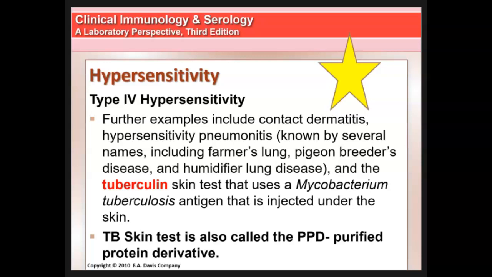Further examples of type 4 hypersensitivity include the contact dermatitis I just mentioned, hypersensitivity pneumonitis, and the tuberculin skin test that uses Mycobacterium tuberculosis antigen injected under the skin. So the TB skin test is also called the PPD, the purified protein derivative.